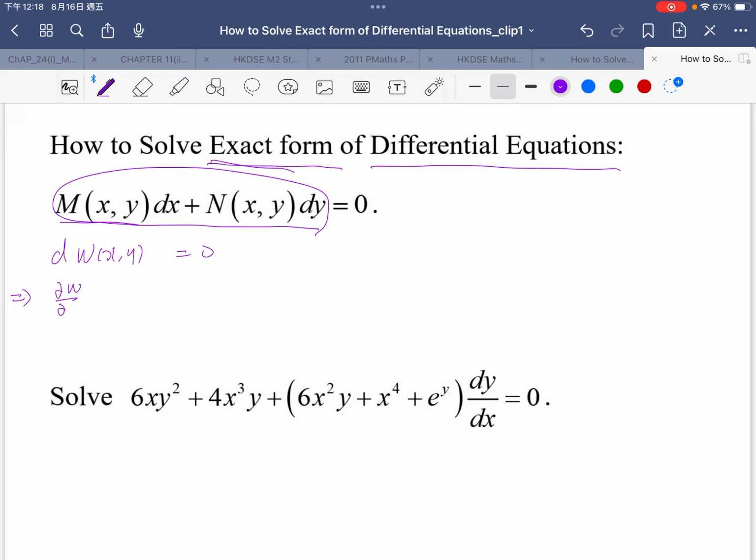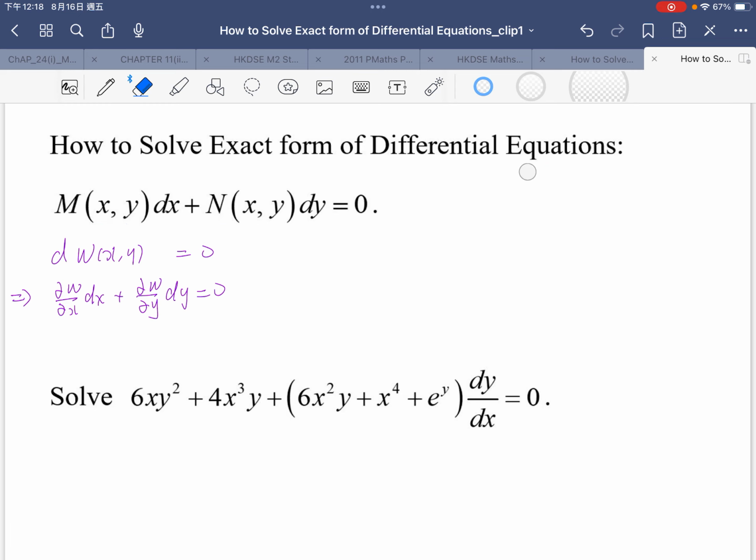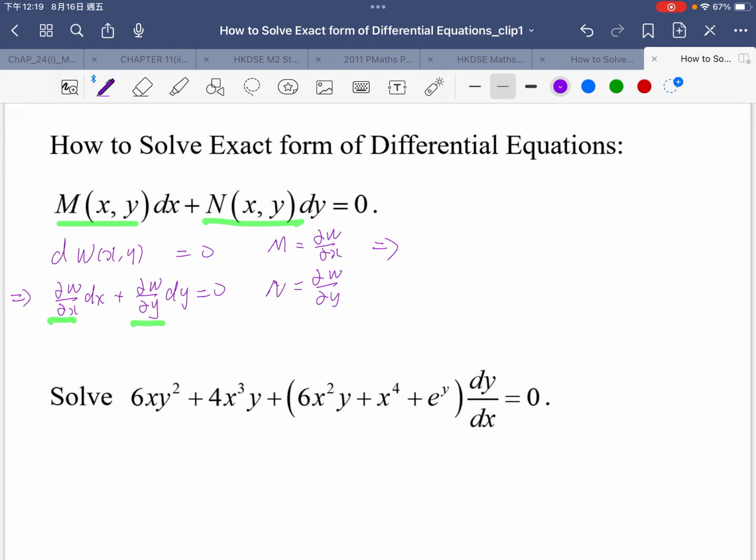This is a two variable function. Then we have partial W partial x times dx plus partial W partial y times dy, and compare these two parts, this part to this part and this part to this part. We can have two relations. One relation is M actually equal to partial W partial x, and N equal to partial W partial y.